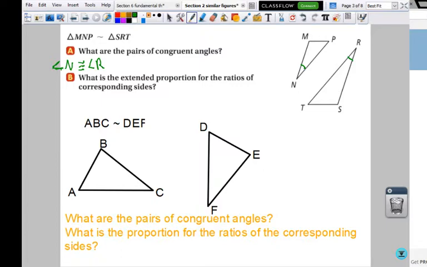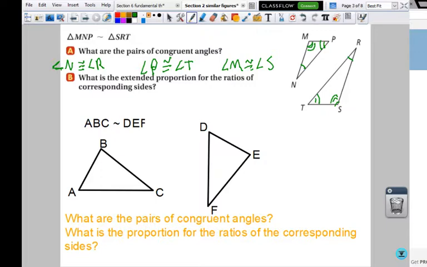Okay. What about angle P? What is angle P congruent to? T. I thought you said B. Alright, so angle P is going to be congruent to angle T. And then the last one is easy. M has to be congruent to S, because they're the only ones left. So angle M is congruent to angle S.